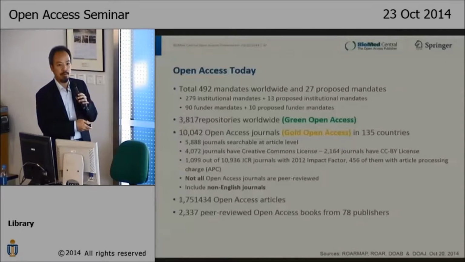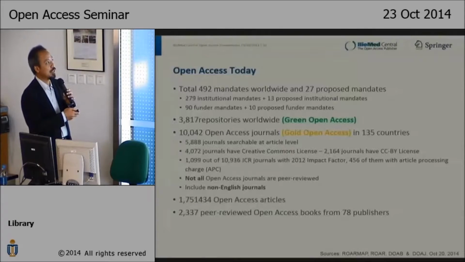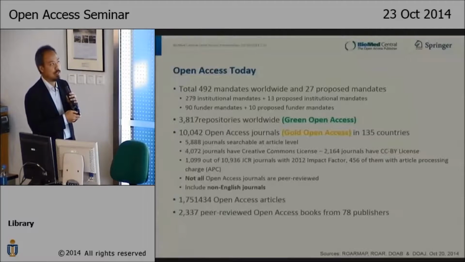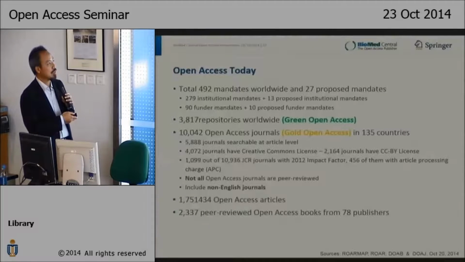This is a very quick summary of what is going on and how far along the world is right now. There are 492 mandates, which are open access policies around the world. 276 are from the institutional level. 90 of them are from funders like Wellcome Trust or Max Planck Society. Right now there are 3,800 repositories, which are institutional repositories or subject repositories. There are more than 10,000 open access journals. Only 5,800 of them are searchable at article level, and only around 1,000 of them have an impact factor.